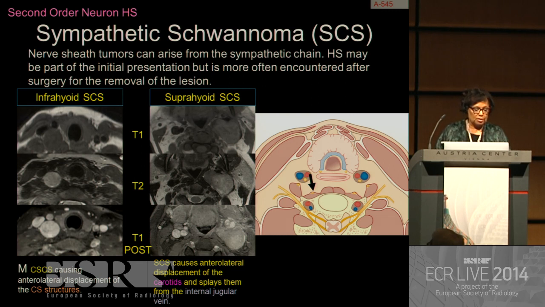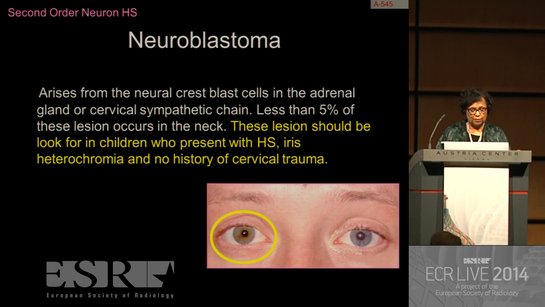So these are two sympathetic chain schwannomas, one in the infrahyoid neck, as we see here on the imaging sequences, causing anterolateral displacement of the carotid sheath structures, and you see that the lesion is actually pressing on the prevertebral muscles here, right in the area where the sympathetic chain is located. In the suprahyoid neck, similar signal intensity that we see in the lesion. The carotid vessels are displaced anteriorly. The internal jugular vein is displaced laterally and somewhat splayed, but again, it's the location of the lesion and the pattern of displacement that enables you to provide the reasonable differential diagnosis that this lesion is arising from the sympathetic chain.